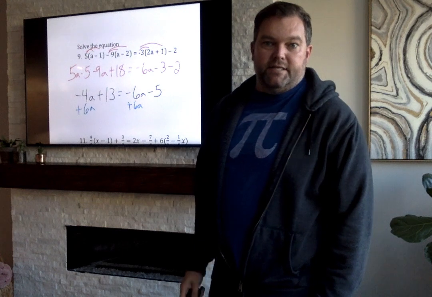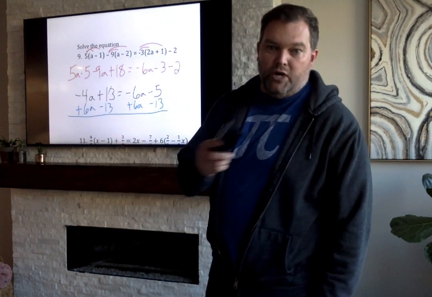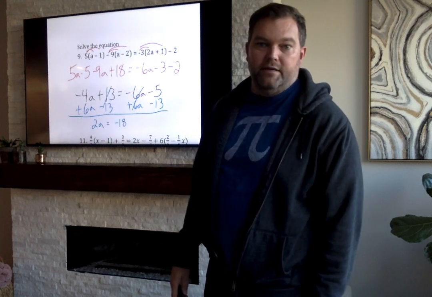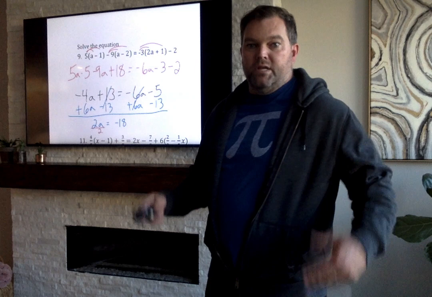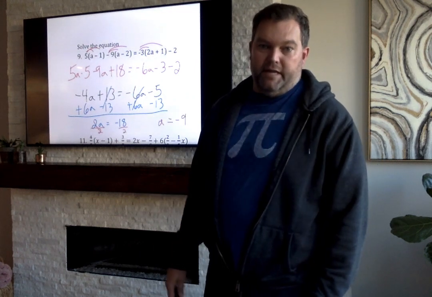You can see I'm adding 6a to both sides to get my a's together, and at the same time I'm subtracting 13 to get them to the other side, and that's how I've got 2a equals negative 18. Final step, divide by 2 on both sides, you'll get a equals negative 9.